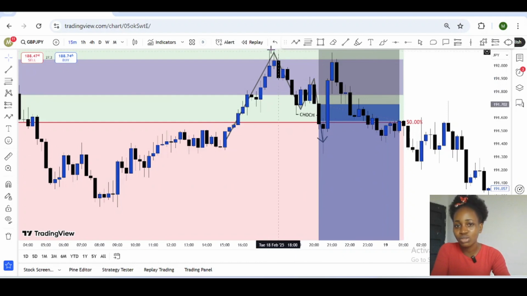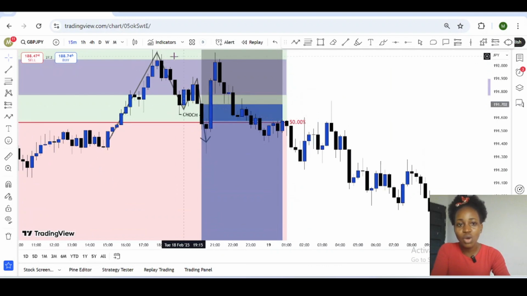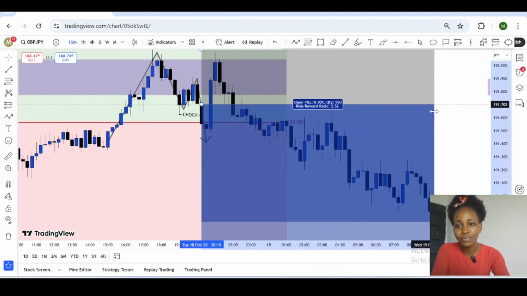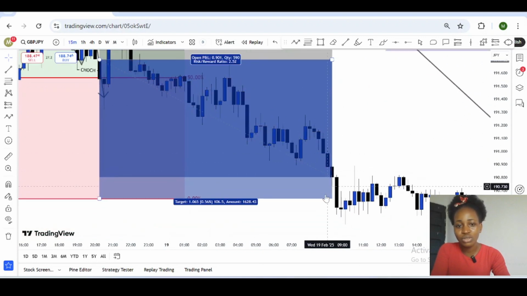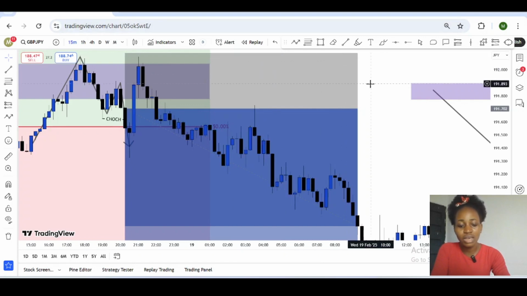This is where I'll place my stop loss, and here is going to be my target. So you can see here the market has traded all the way up to this point before it started pushing all the way down. Now let me identify another one. Let me just delete this and show you another entry.